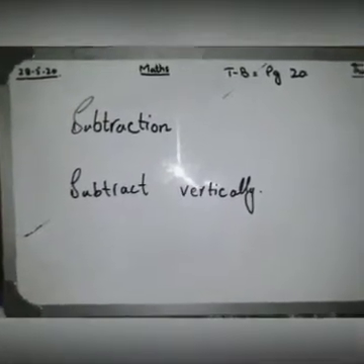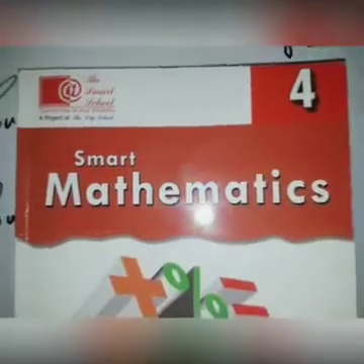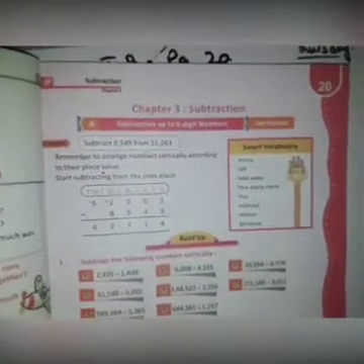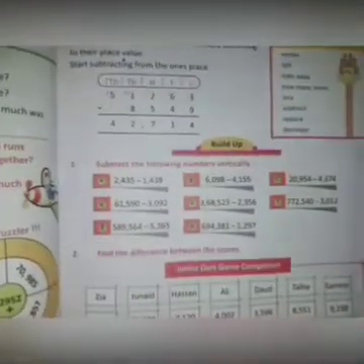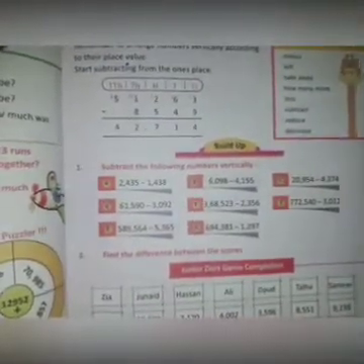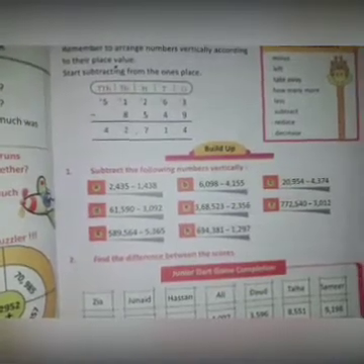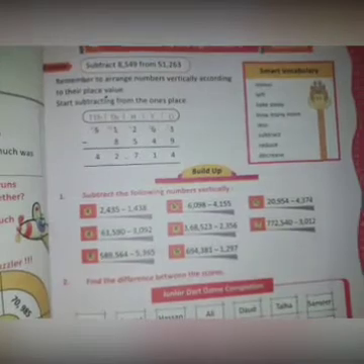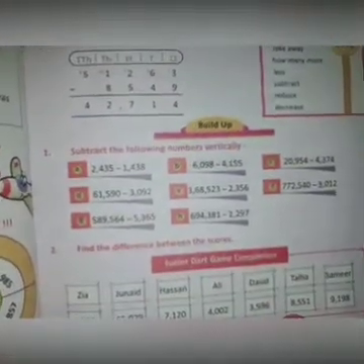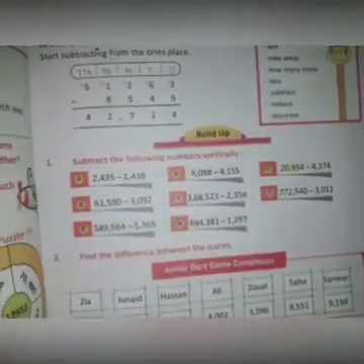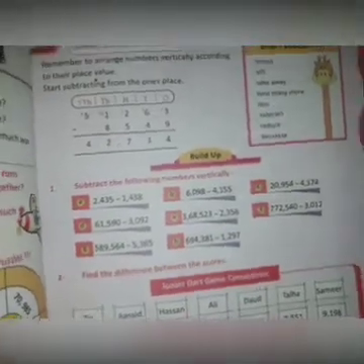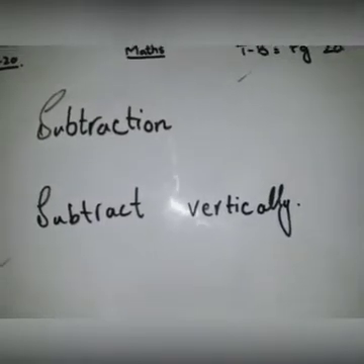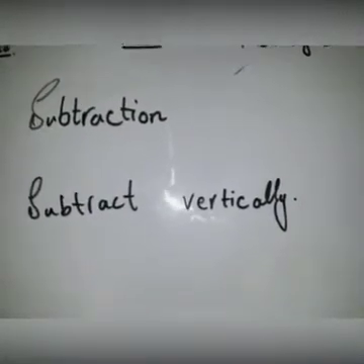Now open your book, The Smart Mathematics for grade 4 textbook. Page number 20, chapter 3, subtraction. Build up. Question number 1, subtract the following numbers vertically. Remember one thing, when you arrange numbers vertically according to their place value, start subtracting from the ones place. I have told you, when we add or subtract the values, we will start from ones.